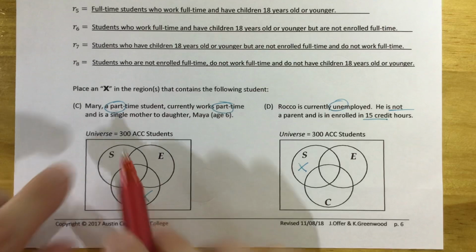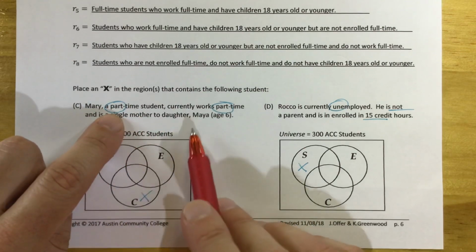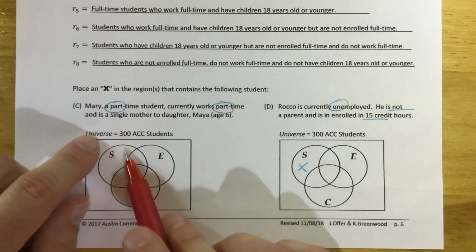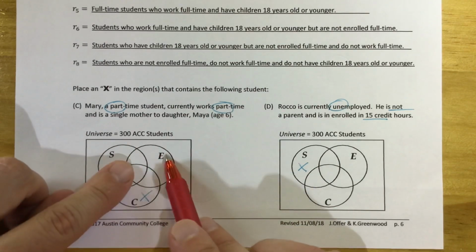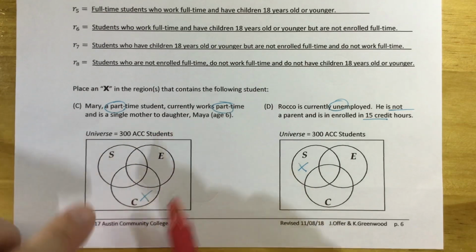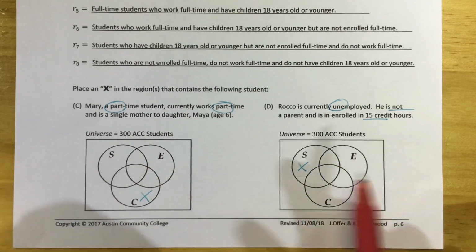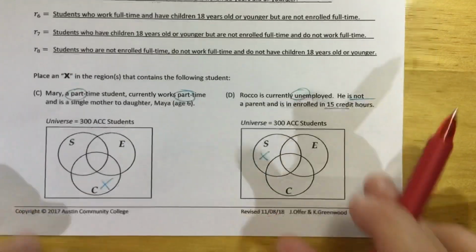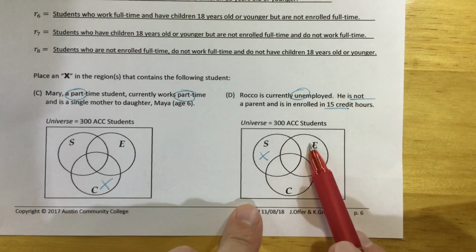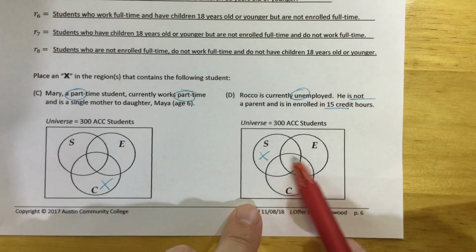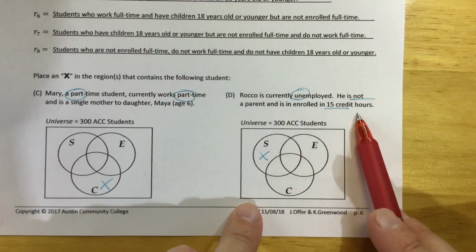X's, where they go. Part-time students, which means they are not within that circle. Works part-time, so not within that one, but do have kids. All right, Maya. All right, next, unemployed, not in that circle. Is not a parent, not in that circle. Is enrolled 15 credit hours.